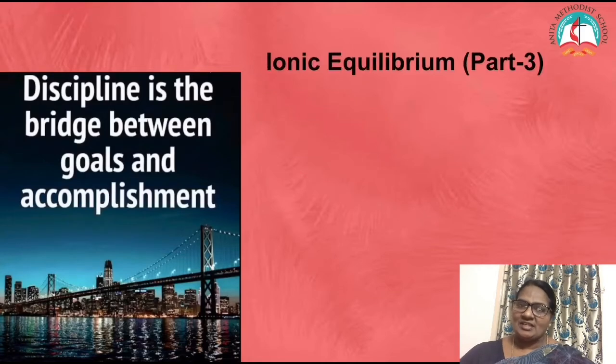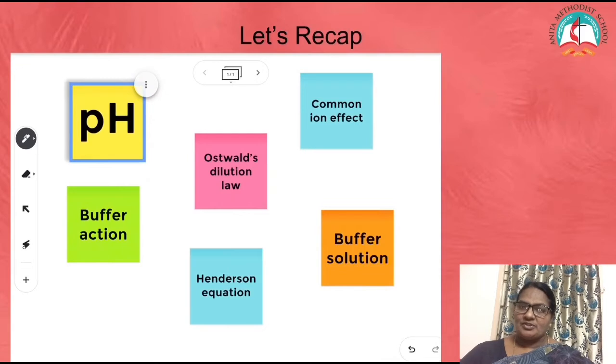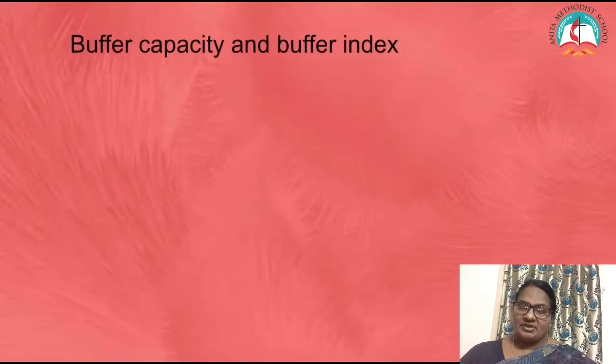Let's move on to the last part of the lesson, ionic equilibrium. What did we learn in the last class? We learnt about the pH of solutions, buffer action, common ion effect, Ostwald's dilution law, and we also saw Henderson's equation, how to derive the pH of buffer solutions. In continuation, let's move on with buffer capacity and buffer index.